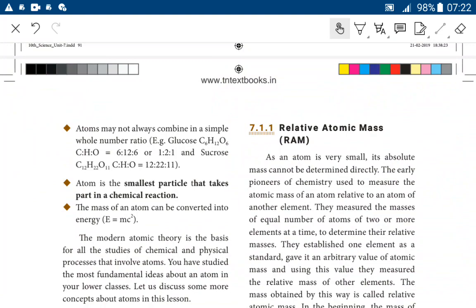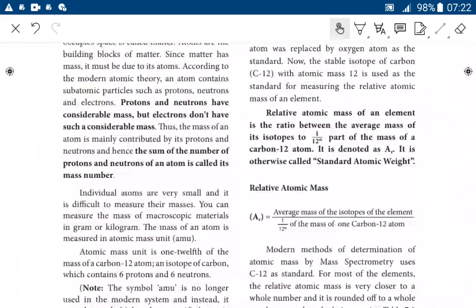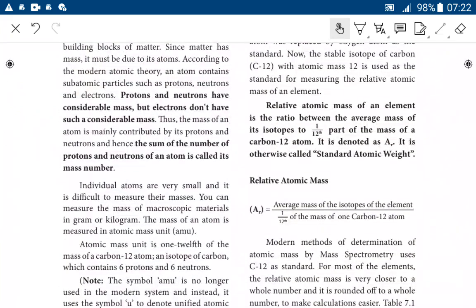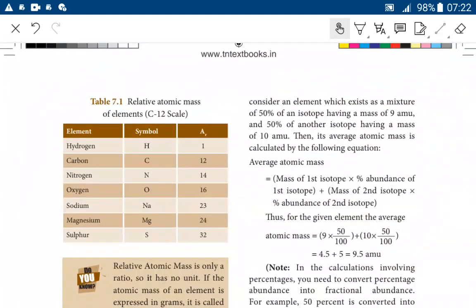And what is atomic mass and the relative atomic mass? Atomic mass is always compared to the standard mass of carbon 12. So it is simply a number. There is no unit for relative atomic mass. But when you express it in terms of gram, it is called gram atomic mass. And some examples are given in the table 7.1, relative atomic mass of elements based on the carbon 12 scale.